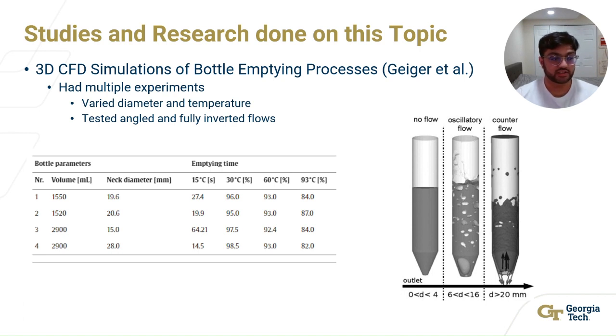So basically, what that means is that the liquid and the air took turns exiting and entering the bottle. So it wasn't like one continuous exchange. And then for the third bottle design, you had a diameter of over 20 millimeters, and that was considered counterflow, where the air enters in to equalize the pressure, and the liquid goes out, and they're both simultaneous processes, and it's just one continuous movement, unlike the oscillatory flow.